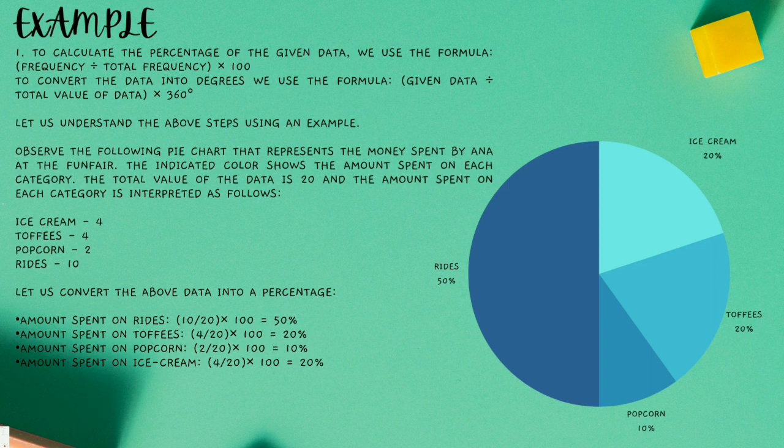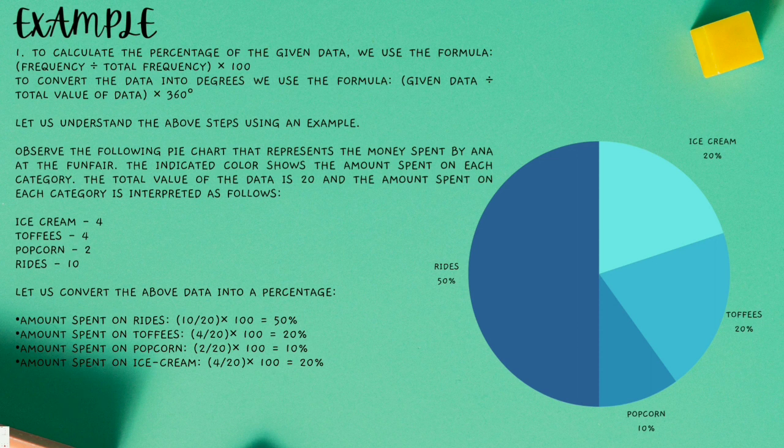Observe the following pie chart that represents the money spent by Anna at the fun fair. The indicated color shows the amount spent on each category. The total value of the data is 20, and the amount spent on each category is interpreted as follows. Ice cream is 4, toffees is 4, popcorn is 2, rides is 10.